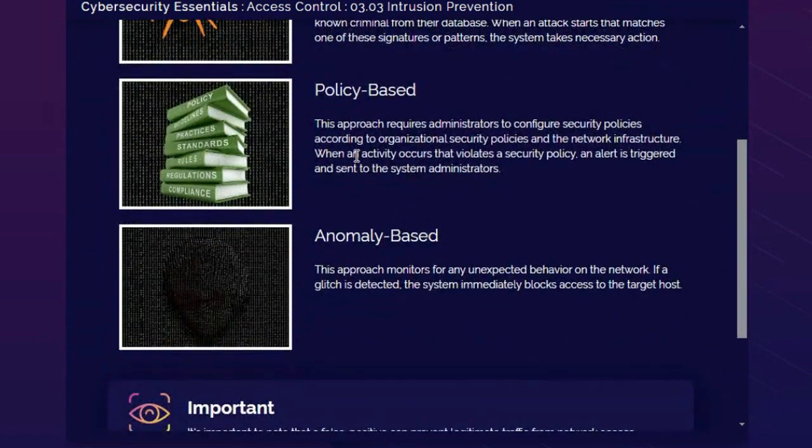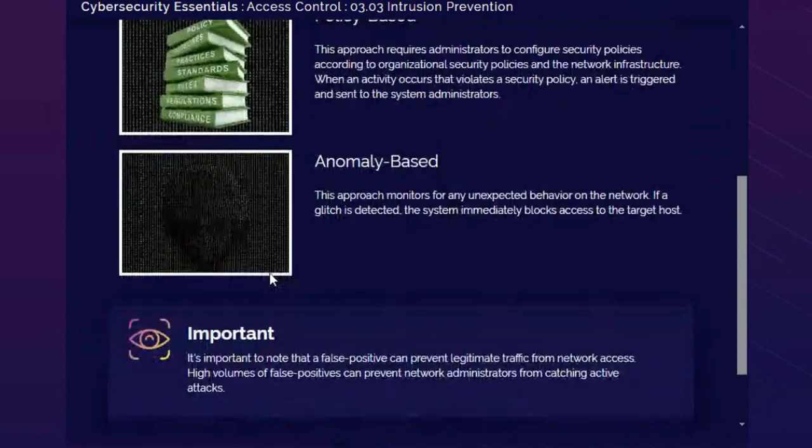Policy-based. This approach requires administrators to configure security policies according to organizational security policies and the network infrastructure. When an activity occurs that violates one of these security policies, an alert is triggered and sent to the administrators. So whatever it finds. There's anomaly-based. This approach monitors for any unexpected behavior.